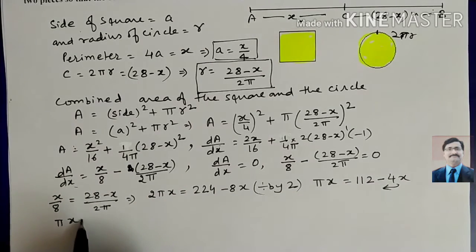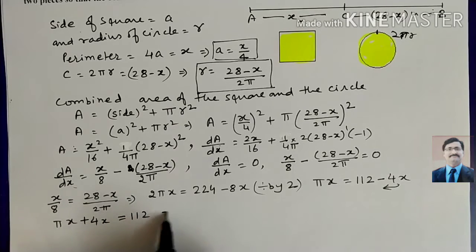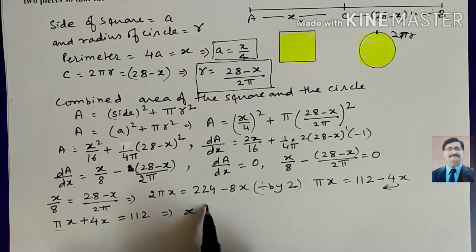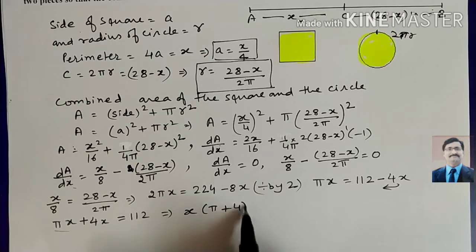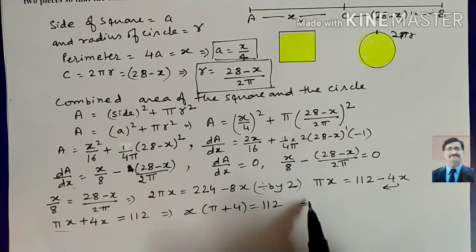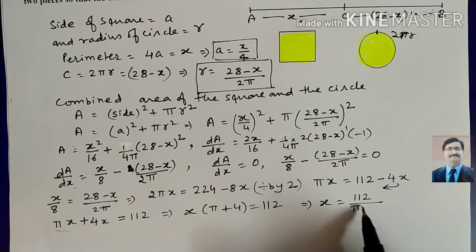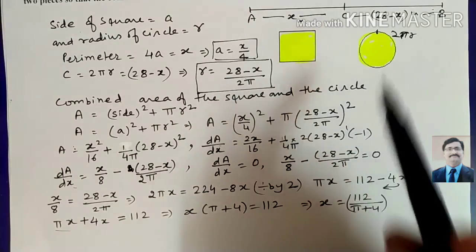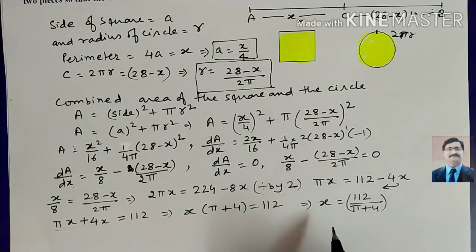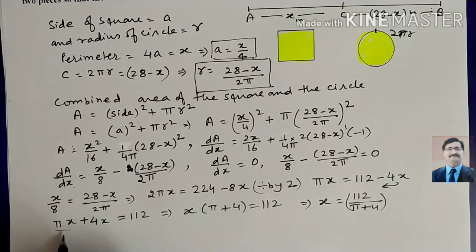We get pi x plus 4x equal to 112, and from here we take x common, we get x times pi plus 4 equal to 112. So from here we get x equal to 112 upon pi plus 4. So this is the x, means we get the one part of the wire. So the second part will be here.